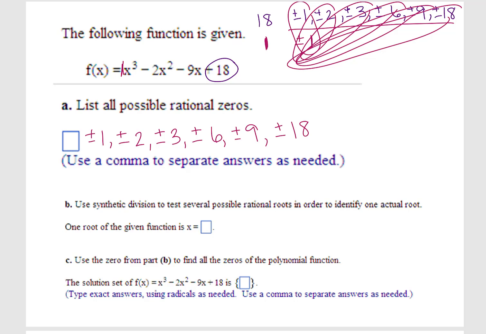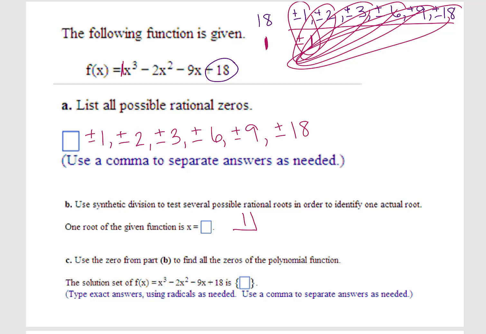All right, now let's look at part B. It says use synthetic division to test several possible rational roots in order to identify one actual root. So basically what they're asking you to do here is to take each of those numbers, positive 1, negative 1, positive 2, negative 2, positive 3, and use synthetic division, because we know that when we use synthetic division, if it is a solution, then our remainder will be 0. And if not, then it's not a solution. So I'm just going to take that first number. I'm going to take 1, put it in my pocket.